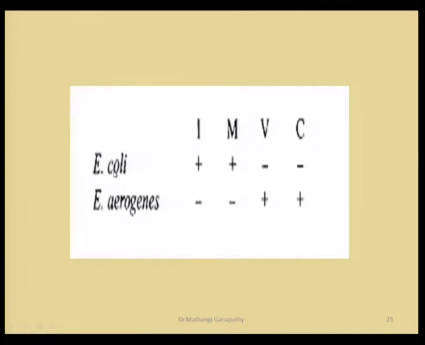For example, E. coli is IMVIC indole positive, methyl red positive, Voges-Proskauer test negative, citrate utilization test negative. Whereas Enterobacter aerogenes is indole negative, methyl red negative, Voges-Proskauer positive, citrate positive. So depending upon the result you observe among the Enterobacteriaceae, you can identify which particular organism we are talking about.